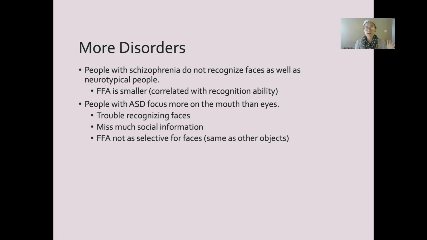So in autism, the case is that the FFA is there, it's not damaged, it's not smaller or anything, but it is not selective for faces, meaning that it is not any more active when they look at faces compared to looking at any other objects. For most other people, your FFA is very, very active only when you look at faces and not so much when you look at other things.